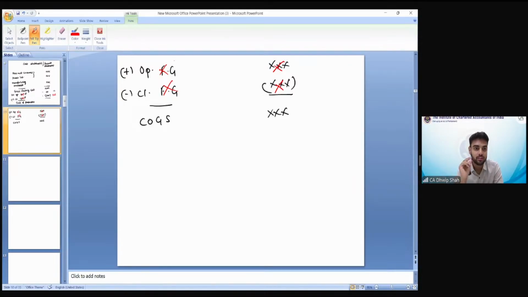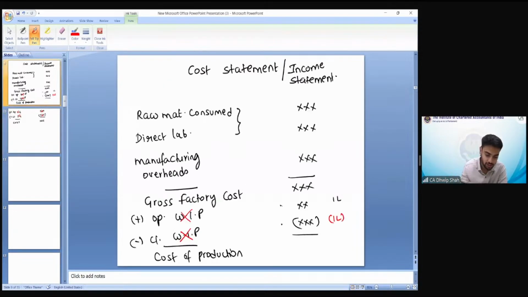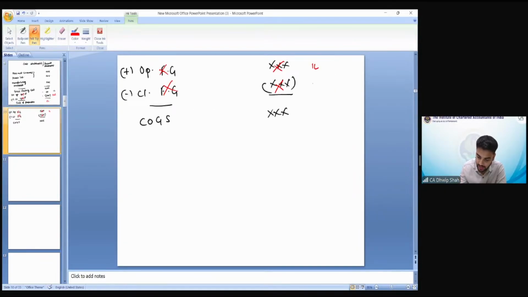Yes or no? Because let's say cost of production is 5 lakh. Opening FG is 1 lakh, closing FG is 1 lakh. So my COGS would be 5 lakh only. So in other words, my COP, cost of production, becomes my COGS, becomes my gross factory cost. Yes or no? Correct? Moving forward.